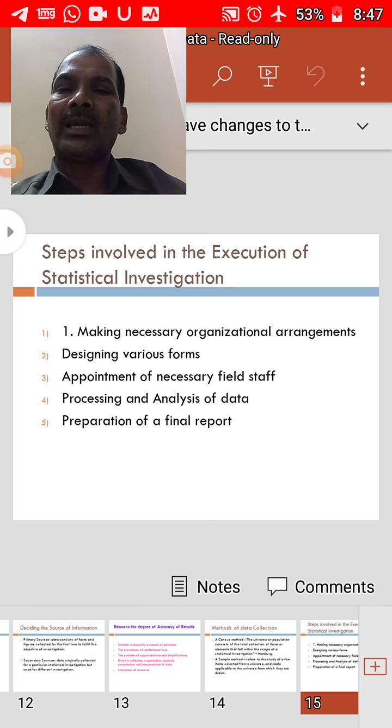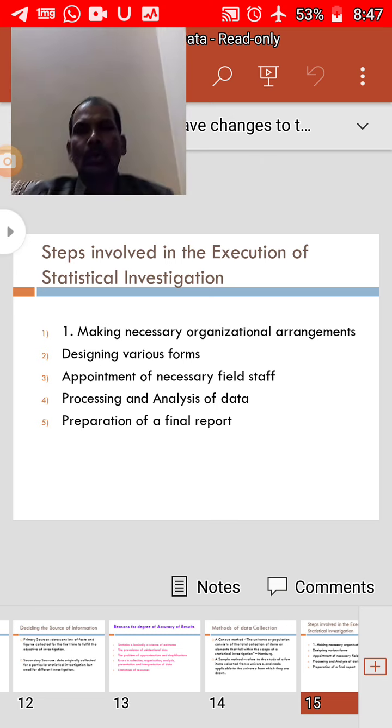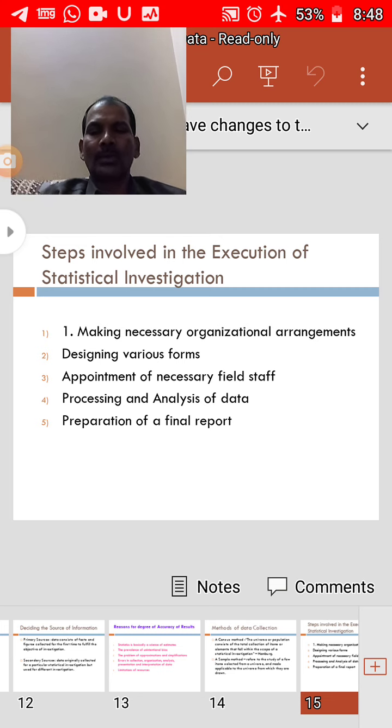Next we have designing various forms. The investigator has to use a variety of forms such as questionnaires, schedules, data sheets, etc. In the process of investigation, organization, and presentation of data, such forms must be designed properly and systematically beforehand to help the work of the investigator. This avoids overlapping and confusion in the execution of the statistical investigation.